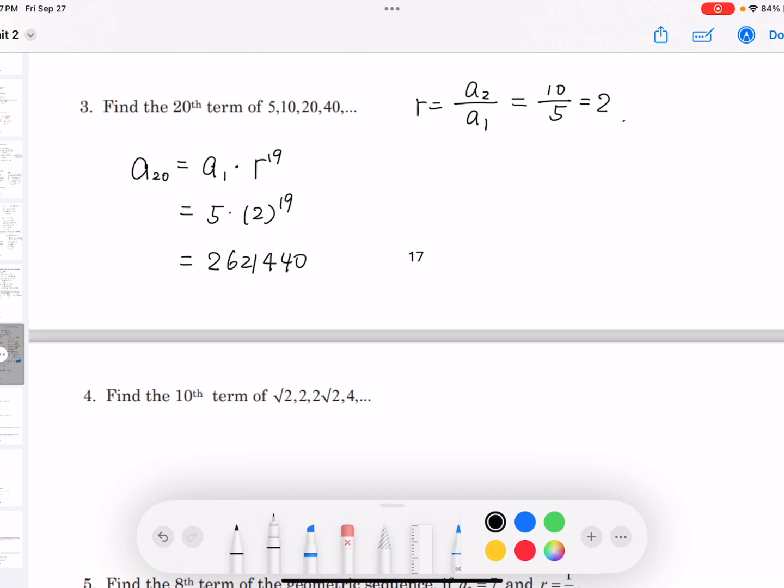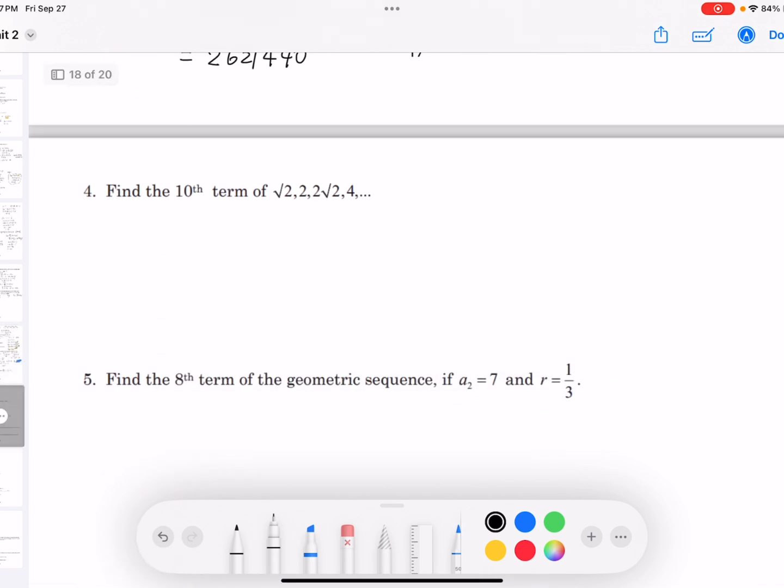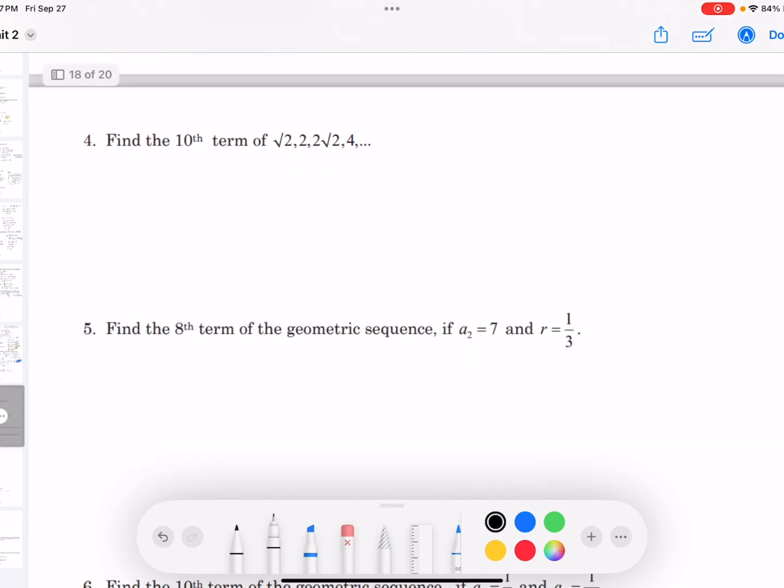Okay, let's see the next example. Find the 10th term of square root of 2, 2 square root of 2, 4. First term, second term, third term, fourth term. So I will let you know this is a geometric sequence. What is the r? So r is equal to, pick any of them next to each other, the successive terms.